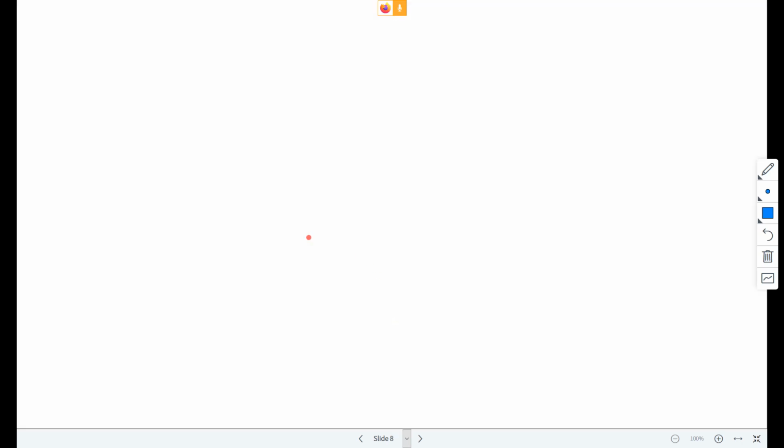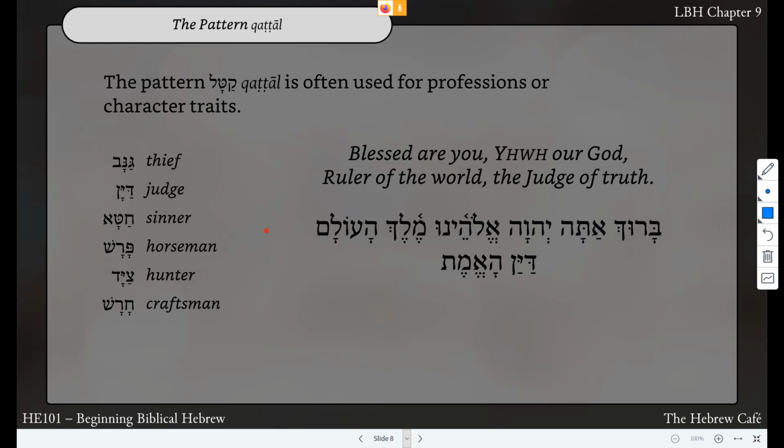If you want to look at what we have in the book itself, we're going to look in chapter 9. Let's see. They have traits and professions. What we're looking at now, they have on page 135. He actually took these from Waltke and O'Connor. He just took a couple out of the list. So ganav is somebody who gonev, he steals. It's a thief, someone who steals. The pattern here, of course, is qattal. It's got dagesh in the middle with two A vowels, one short and one long. Qattal. Ganav.